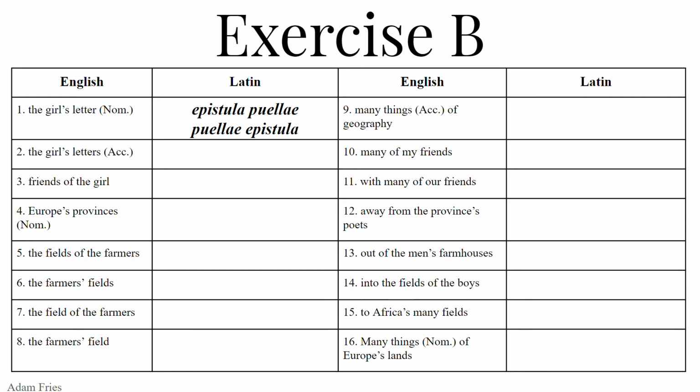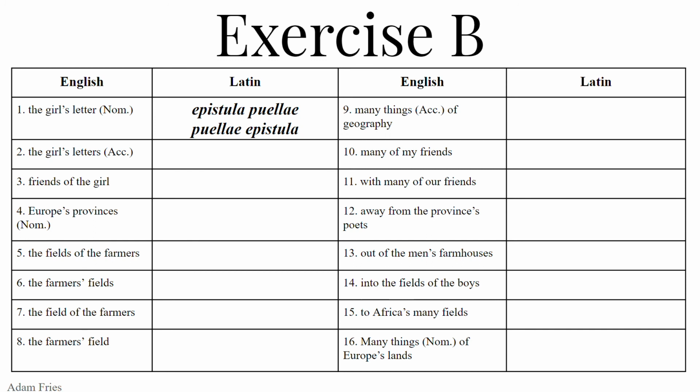So ad multos agros, and then the fields belong to the genitive Africae, feminine. We want Africae. We could say ad multos agros Africae, or we could say ad Africae multos agros, or ad multos Africae agros, if we wanted to get a little crazy.